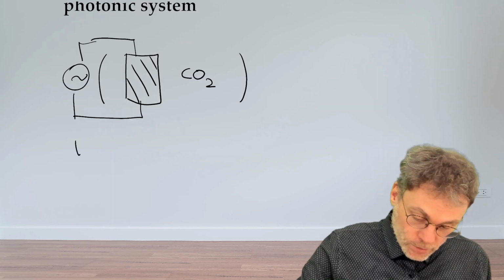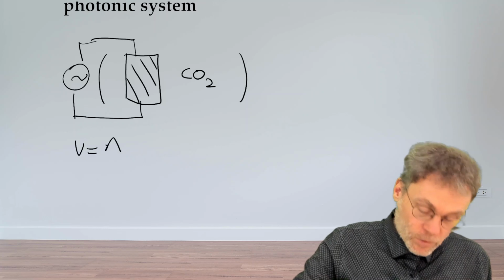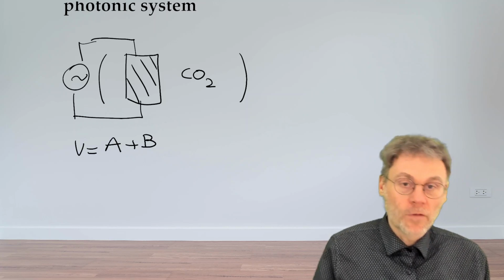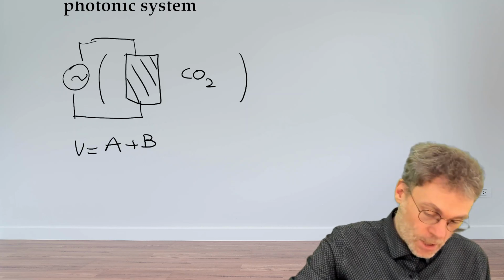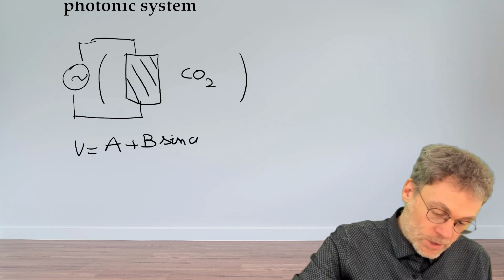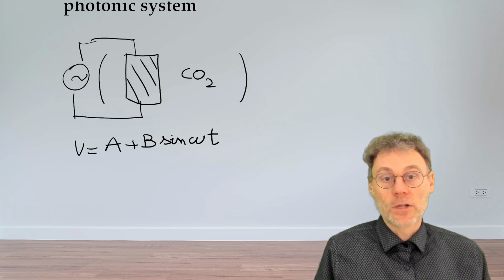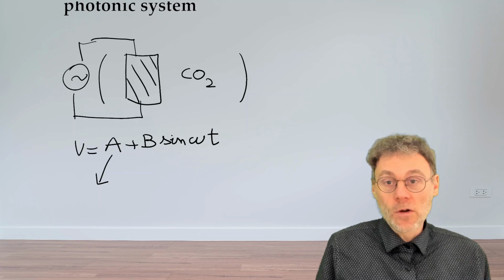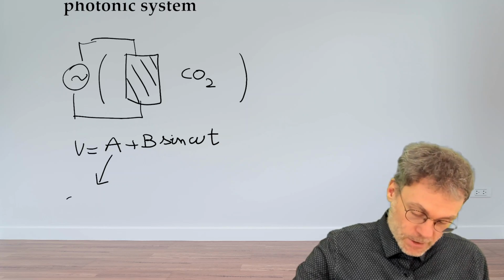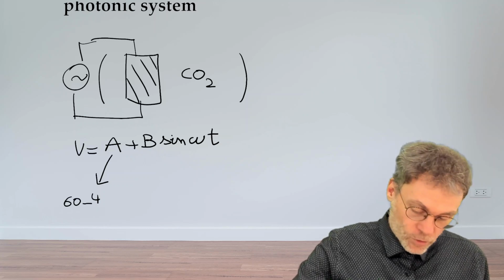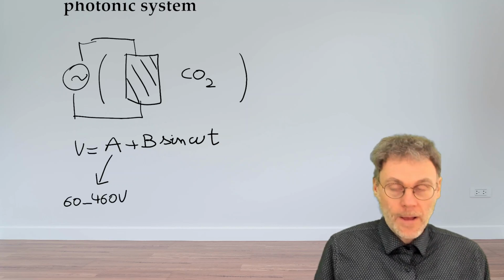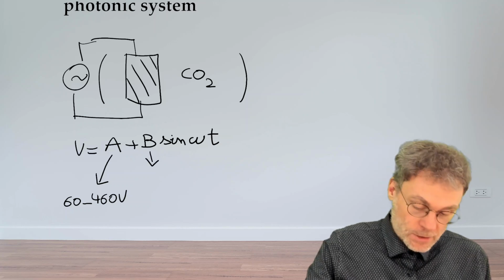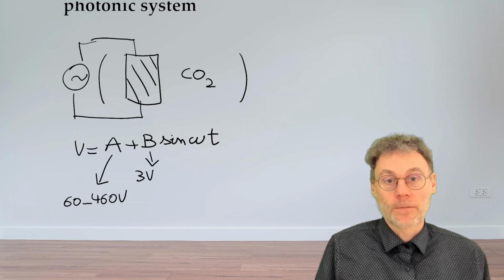And the voltage they put over the absorber had the following form. You first had a DC offset, A, and then on top of that DC offset, you had a small modulation of this form here, so sinusoidal modulation with frequency omega. They swept the DC offset in their experiments, from 60 to 460 volts. And then the modulation, that was very small in comparison, only had an amplitude of 3 volts.